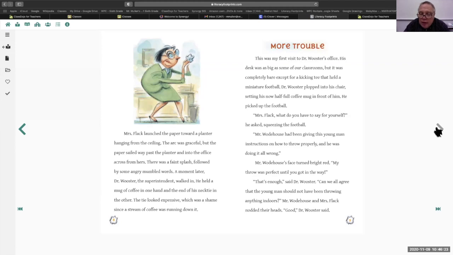Mr. Wodehouse had been giving this young man instructions on how to throw properly, and he was doing it all wrong. Mr. Wodehouse's face turned bright red. "My throw was perfect until you got in the way." "That's enough," said Dr. Wooster. "We can all agree that the young man should not have been throwing anything indoors?" Mr. Wodehouse and Mrs. Flack nodded their heads.